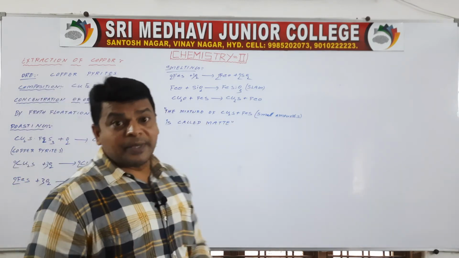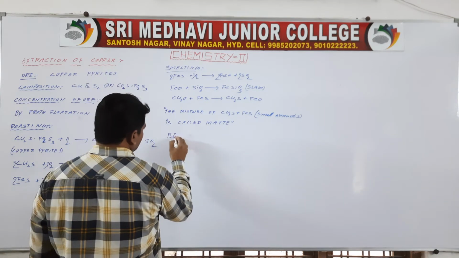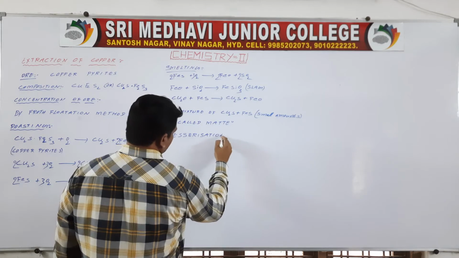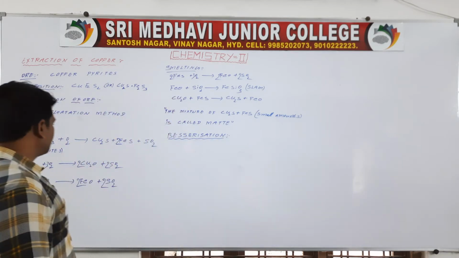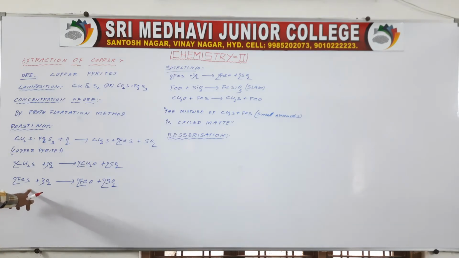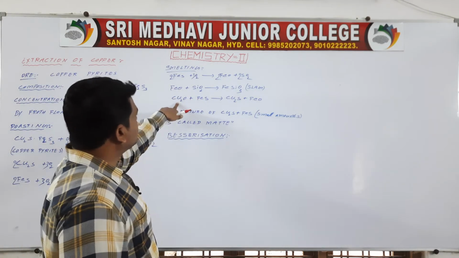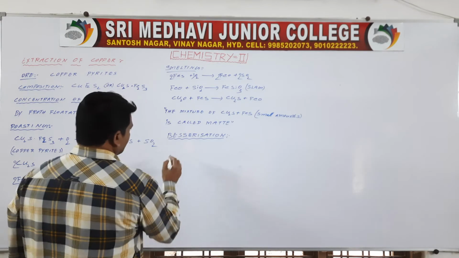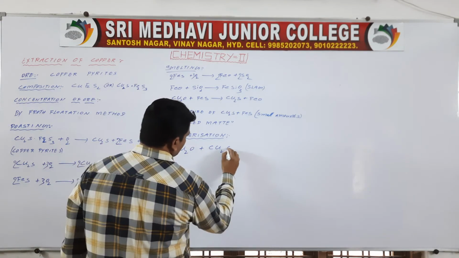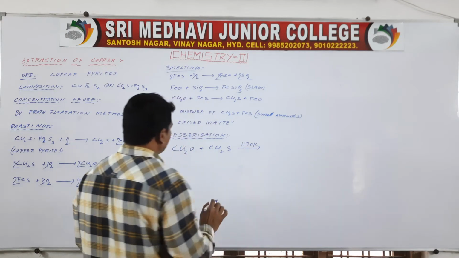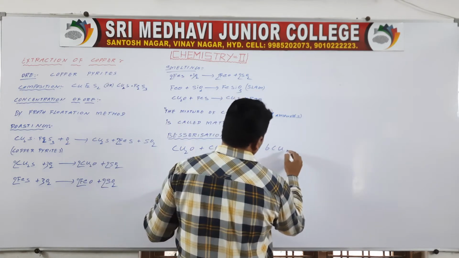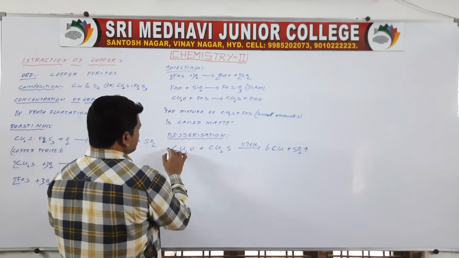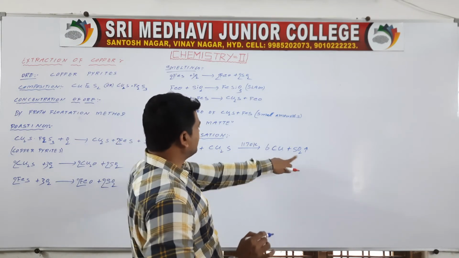Next we have to do Bessemerization. Cu2S plus Cu2O is heated at a very high temperature, nearly 1170 kelvin. Here 6Cu is formed and SO2 gas escapes.